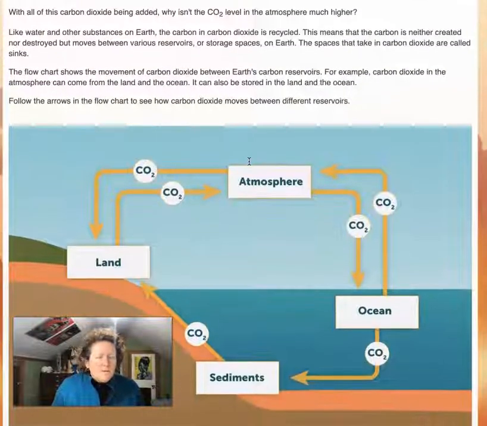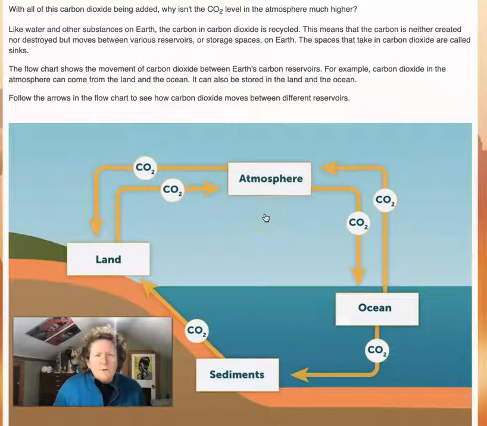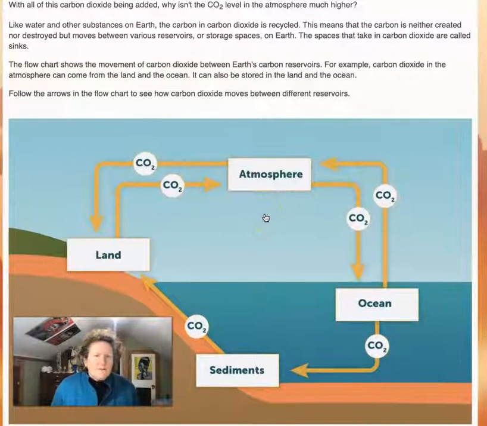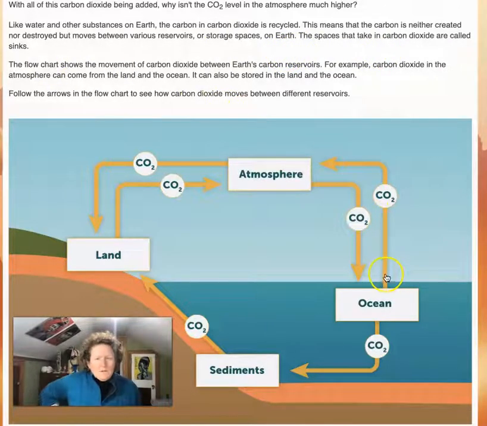These are all sources of carbon dioxide. With all this carbon dioxide being added, why isn't the CO2 level in the atmosphere much higher? Well, it turns out carbon dioxide is also being removed from the system. Like water and other substances on Earth, carbon dioxide is recycled. This means that carbon dioxide is neither created nor destroyed, but moves between various reservoirs or storage spaces on Earth. The spaces that can take in carbon dioxide are called sinks. So the ocean can take in carbon dioxide.